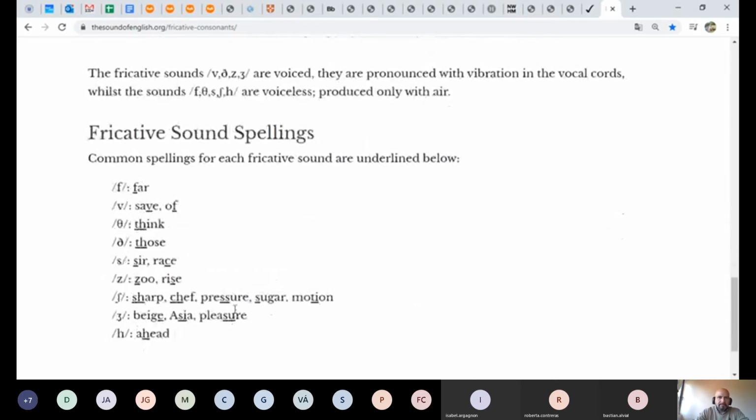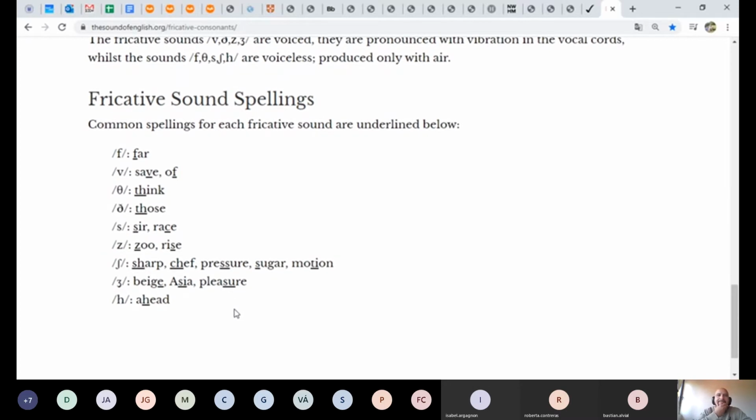The fricative sounds v, th, z, zh are voiced. They are pronounced with vibration in the vocal cords, whilst the sounds f, th, s, sh, h are voiceless, produced only with air. Fricative sound spellings.